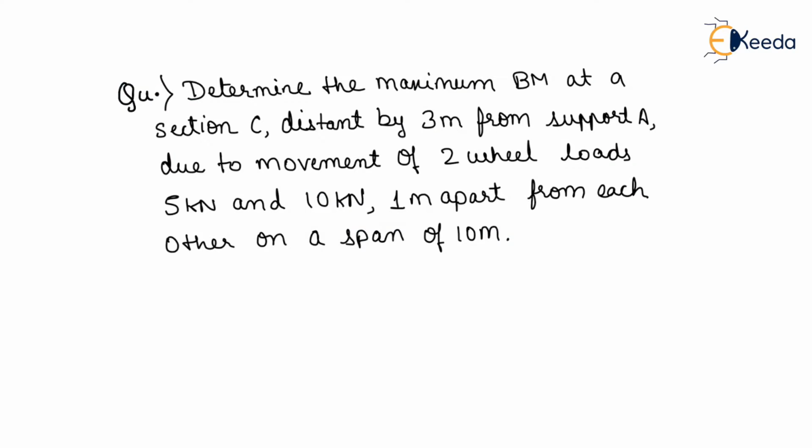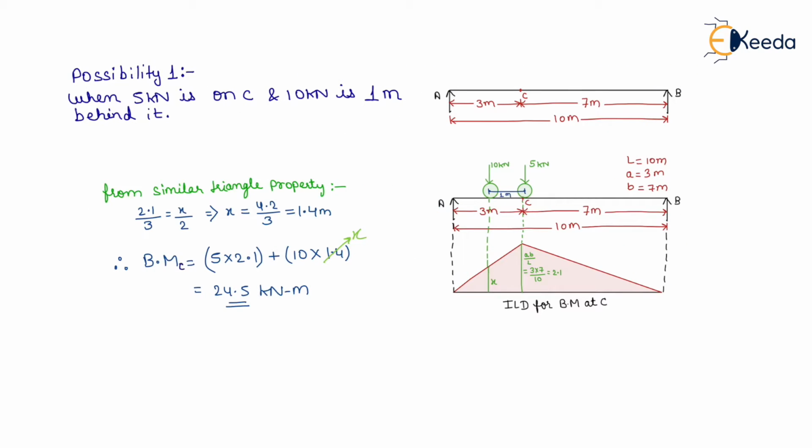The question is written as: determine the maximum bending moment at a section C, at a distance of 3 meter from support A, due to movement of two wheel loads, 5 kN and 10 kN, 1 meter apart from each other, on a span of 10 meter. It means that we need to calculate the maximum bending moment at section C, which is at a distance of 3 meter from support A.